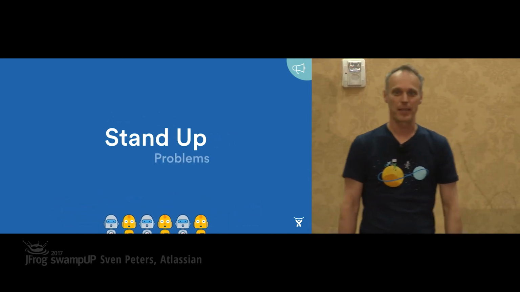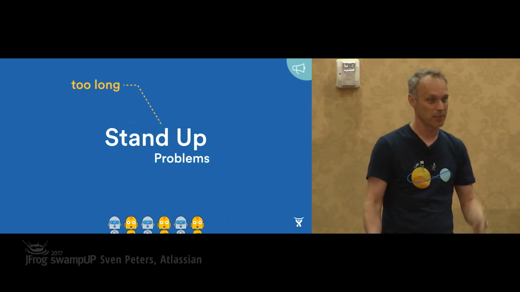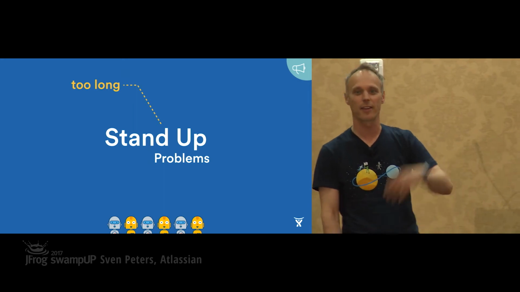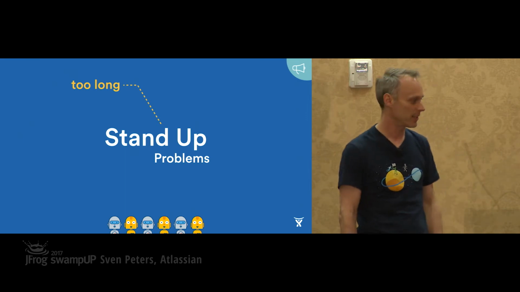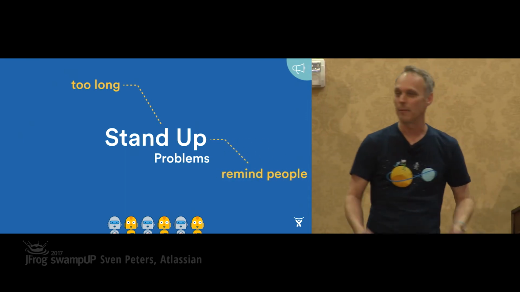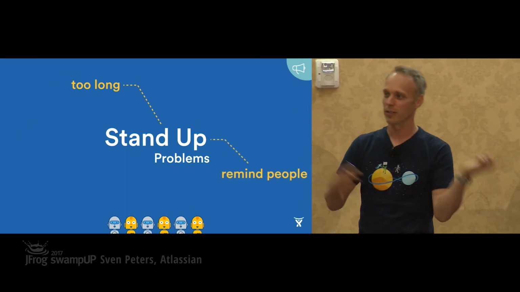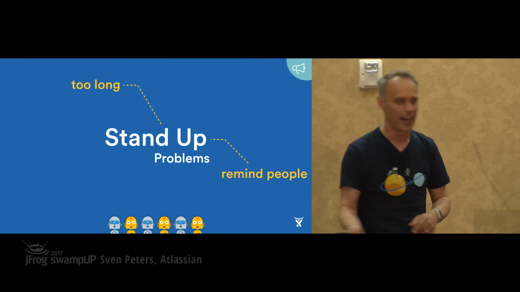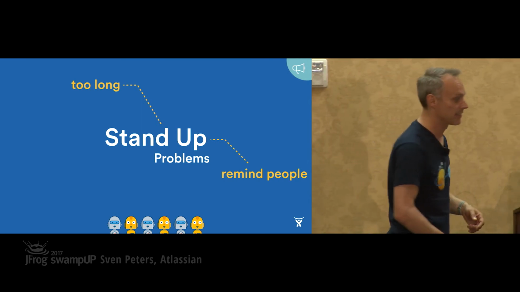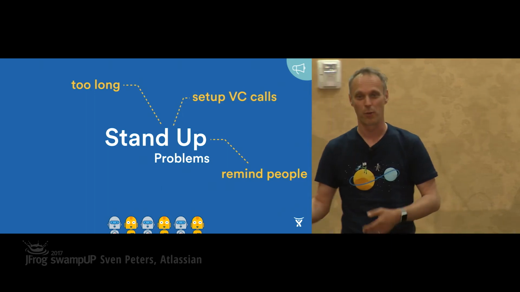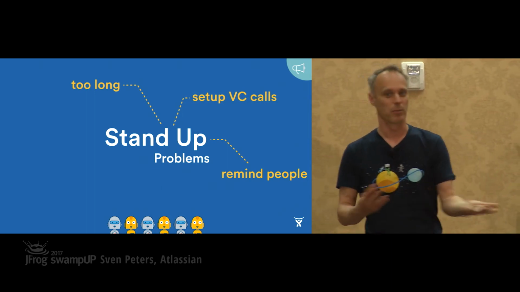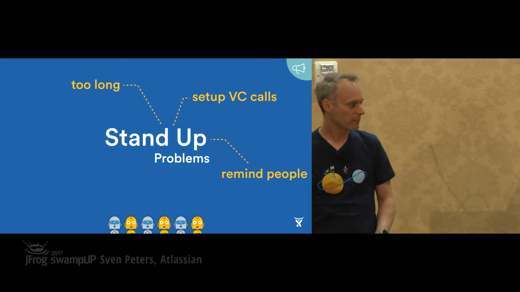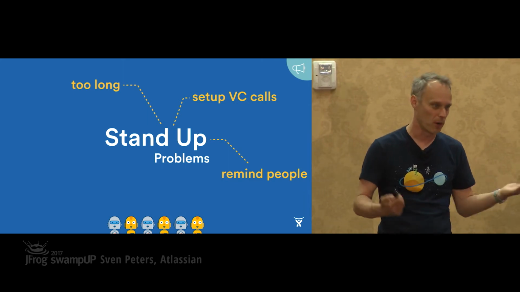Some people just speak too long. Some people are not showing up because they are in the kitchen, and you have to remind them, hey, we have stand-up every day at 10:30, so come. And sometimes you have people working from home, so you have to set up VC calls, and that takes time. And also, if you're working in different time zones, for some people it's pretty much not possible to join a stand-up. So how do we fix all these problems through bots?